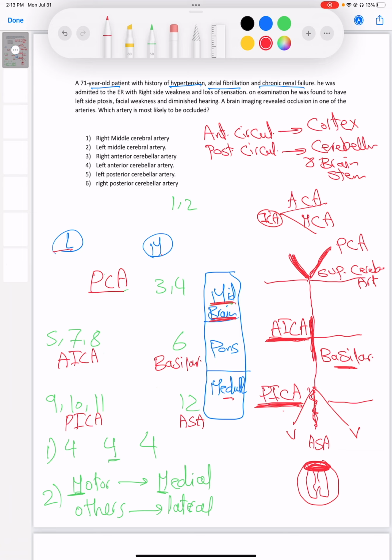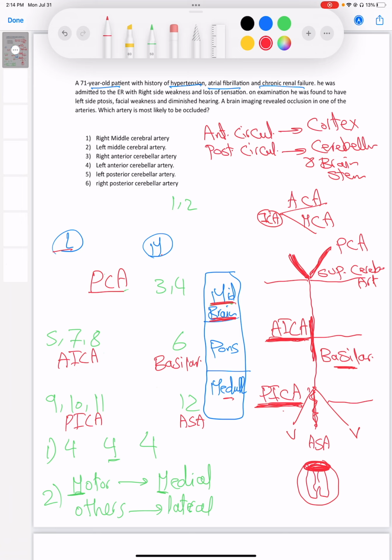Okay, midbrain, we have cranial nerves 3 and 4 from the medial side because they are motor, and all the midbrain, either medial or lateral, is supplied by the posterior cerebral artery. What's after? It's the pons. We have medial pons and lateral pons. Medial pons has cranial nerve 6, and it's supplied by the basilar artery. Lateral pons, we have cranial nerves 5, 7, and 8, supplied by ICA.